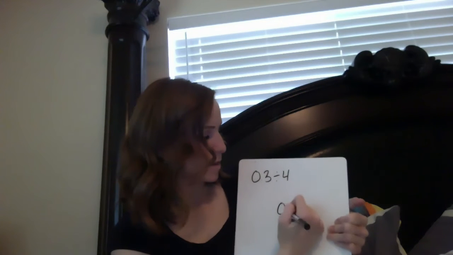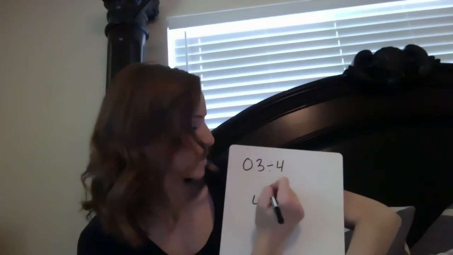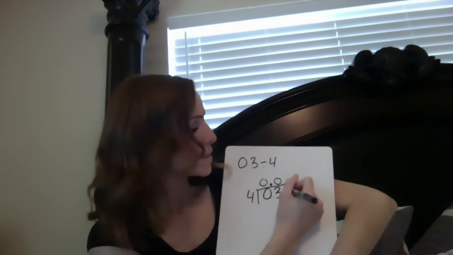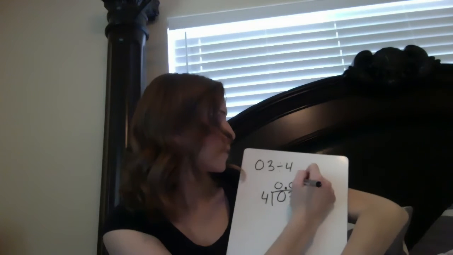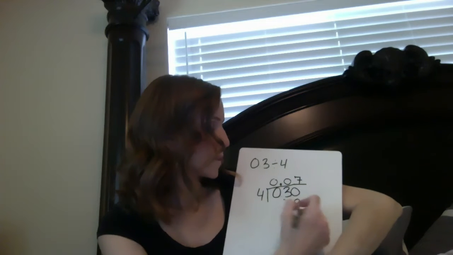Let's try another one. Let's try 3/10 divided by 4. So 3/10 divided by 4. Our first number goes inside our division. We know that we bring the decimal point straight up, okay? 4 goes into 0, 0 times. 4 goes into 3, 0 times. Then we're going to add another 0. 4 goes into 30. How many times? 7. 7 times 4 is 28. So I subtract, 30 minus 28 is 2.